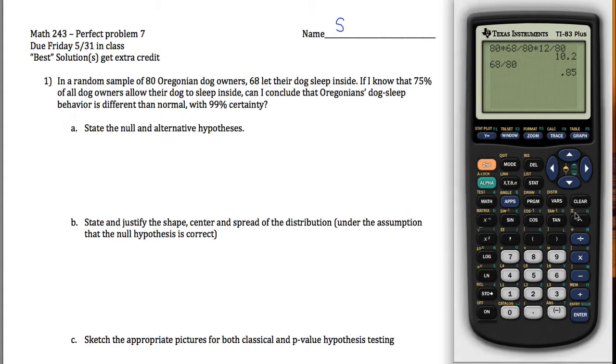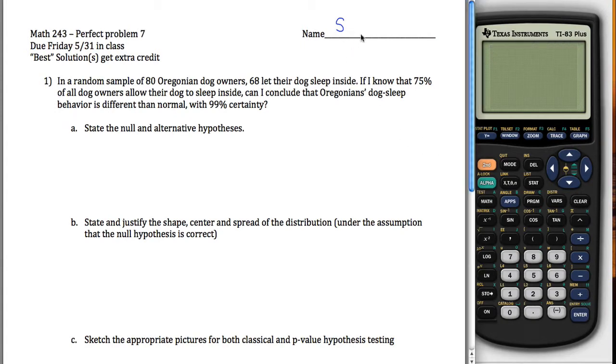All right, here are solutions for perfect problem 7 from Math 243. We got a random sample of n = 80 dog owners. Out of those 80, 68, our calculator will call that X. But that also tells us that p hat is equal to 68 over 80, which is 0.85. Anyways, 85% let their dog sleep inside.